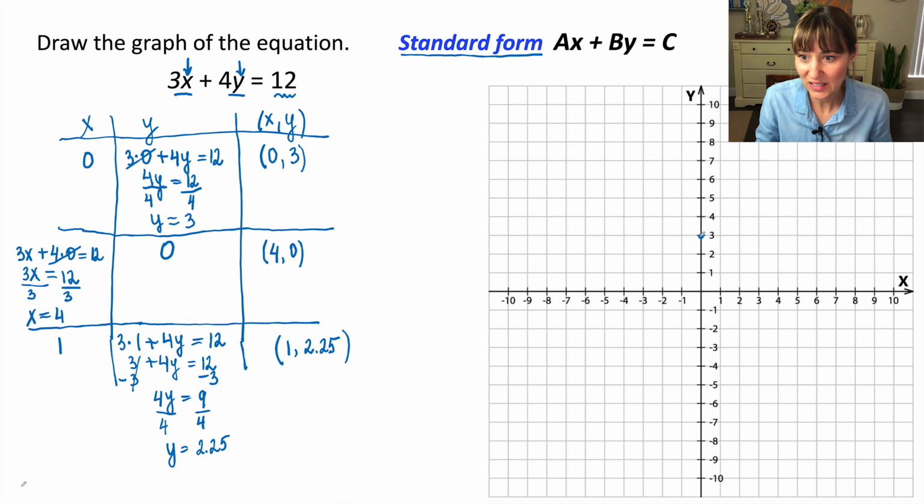Very good. And this is going to be a special point. You see this point on the y-axis. Okay, very good. Let's plot the point 4, 0. So the x-coordinate is 4, the y-coordinate is 0. This is another special point. I'll tell you about it. And let's plot the third point. So 1 and then 2.25, somewhere right here, right?